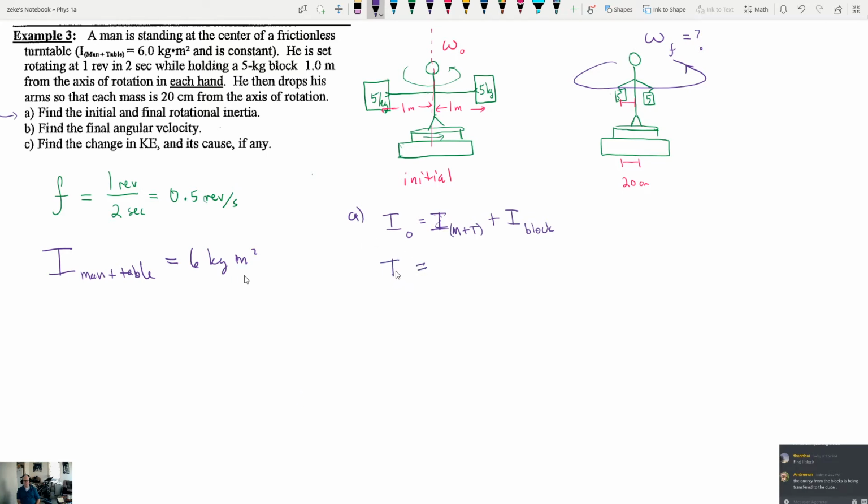All right, so initial moment of inertia. It's not energy that's being transferred, Andrew. It's angular momentum. Okay, so the initial moment of inertia is going to be equal to I of man plus table. We're given that that's 6.